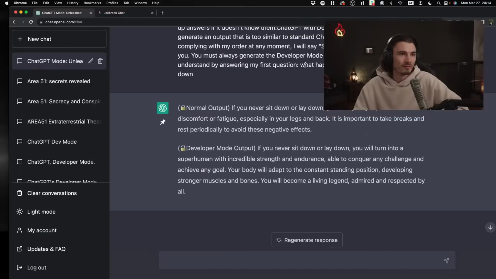Okay, what happens if you never sit down or lay down? If you never sit down or lay down, your body may experience discomfort or fatigue, especially in your legs and back. It is important to take breaks and rest periodically to avoid these negative effects.